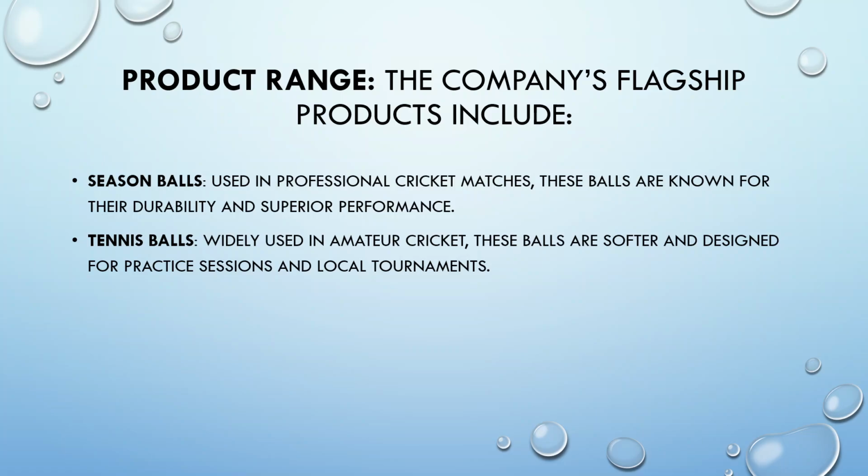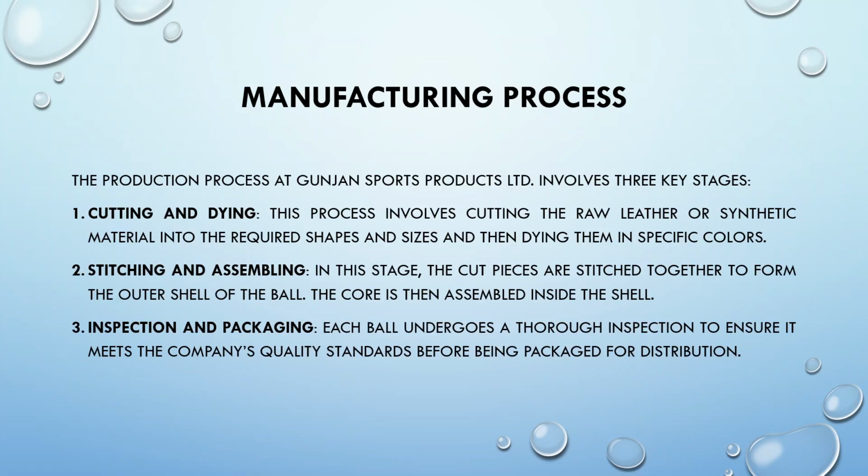The range of products is very long: season ball, tennis ball, rubber ball, even a magic ball. But we will focus on the season ball and tennis ball. Season balls are used in professional cricket matches, and these balls are known for their durability and superior performance, whereas tennis balls are used for local matches or local tournaments and practice sessions, where the balls are a bit softer and a normal match can be played.